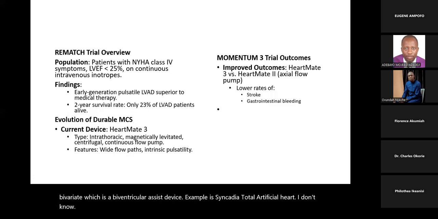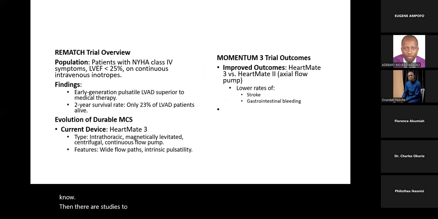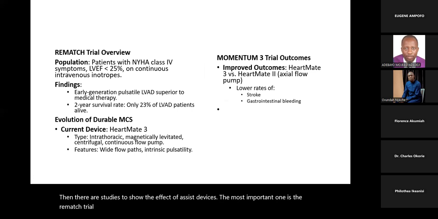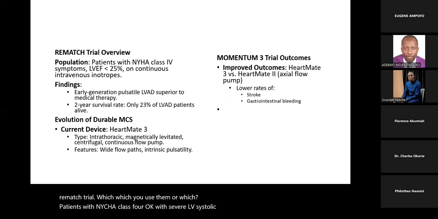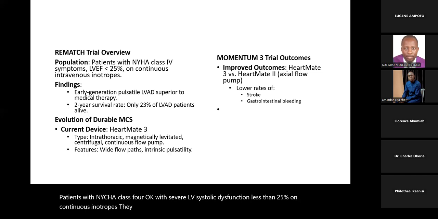Then there are studies to show the effect of assist devices. The most important one is the REMATCH trial, which used patients with NYHA class 4, with severe LV systolic dysfunction, less than 25%, on continuous inotropes. They put assist devices versus conventional therapy. Conventional therapy, of course, will be intravenous inotropes or inotropes at home.